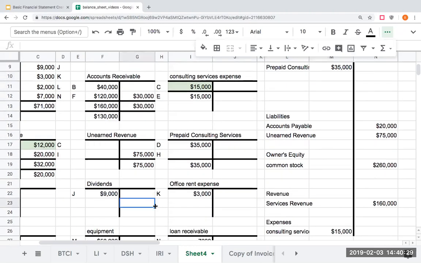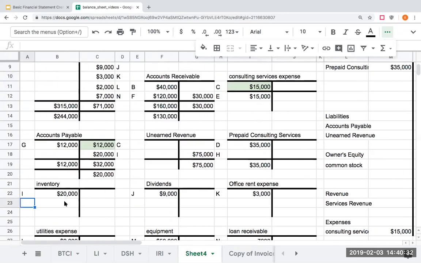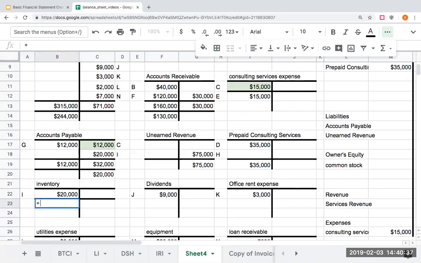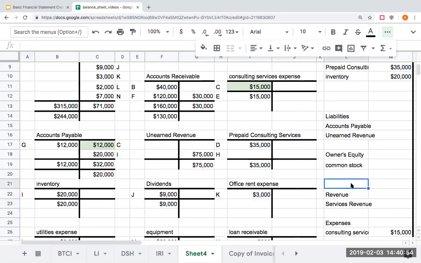Okay. Next one over here is inventory. What type of account is inventory? It is an asset. So my total inventory here is going to be a debit of $20,000. Dividends. When it comes to dividends, where exactly should we be putting them? I like to look at them as being in no man's land. They are not an expense, but they're not really a part of owner's equity. So I'm going to wedge them in between my revenue and my balance sheet accounts.